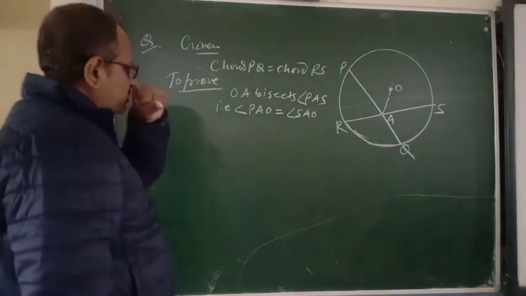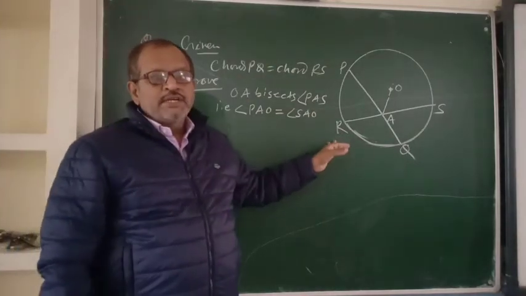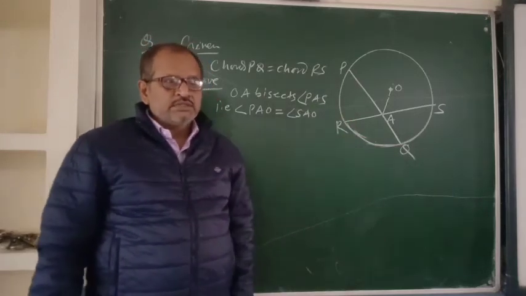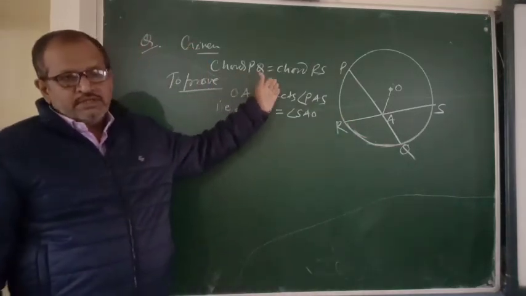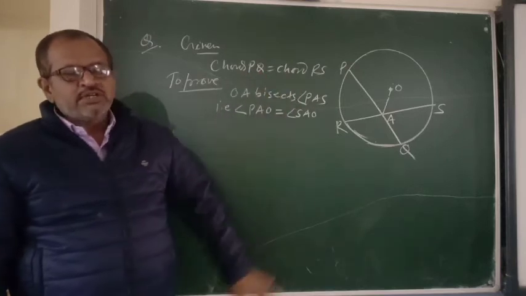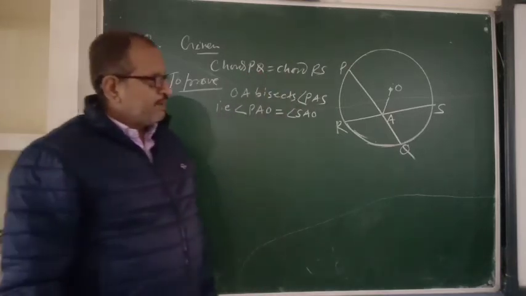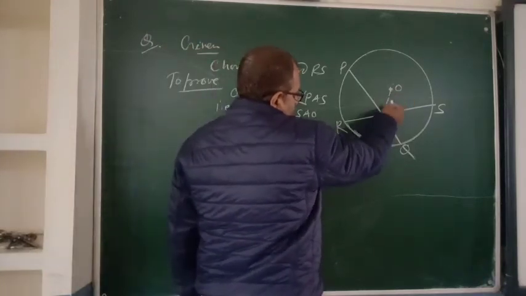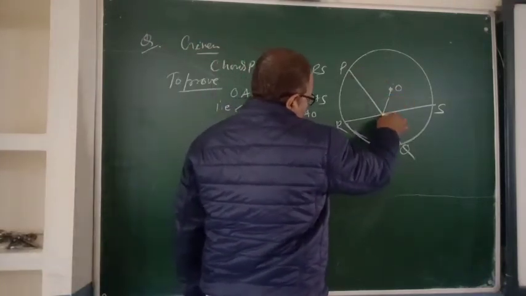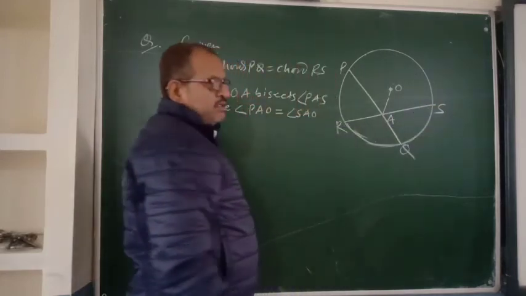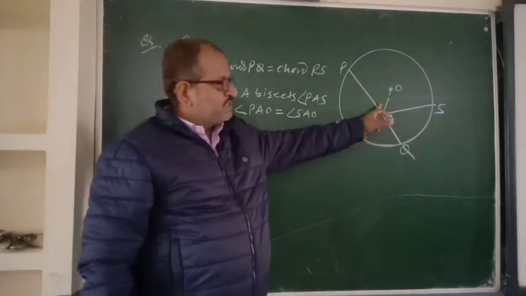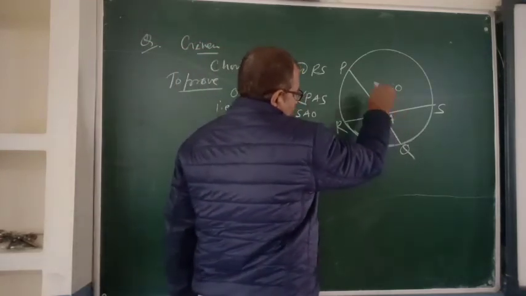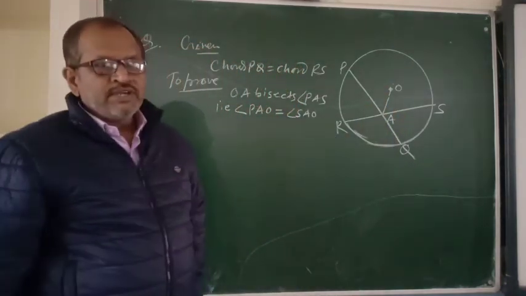So see in this question, in this figure, there are two chords PQ and RS. Both chords are equal. It is given PQ and RS both the chords are equal. We have to prove that OA bisects the angle PAS. OA bisects this angle. It means what? We have to prove these two angles are equal. So how can we prove?